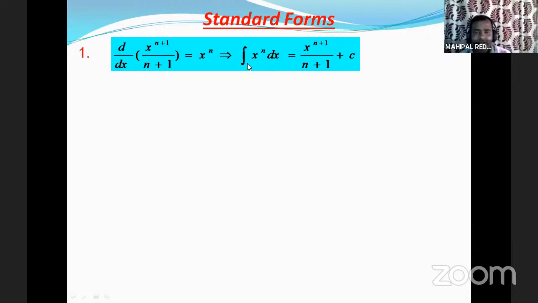Children, we know that integration is the inverse process. So the integration of x power n equals x power n plus 1 by n plus 1 plus c. Children, this is a very important formula in this entire chapter. So integration of x power n with respect to the variable x equals x power n plus 1 by n plus 1 plus c.